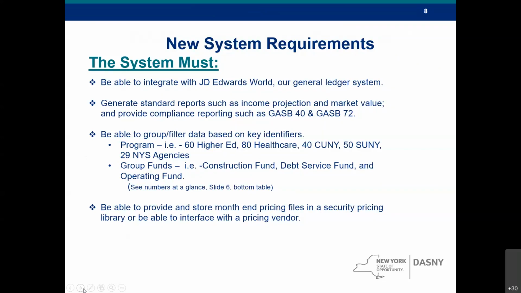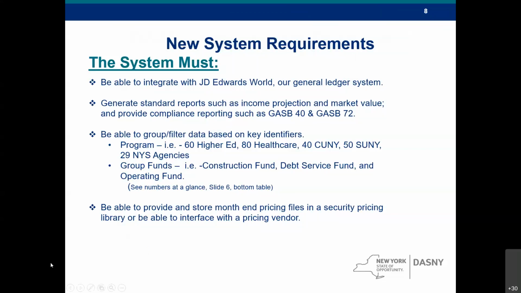FIS SunGard currently provides month-end pricing files to be uploaded to the system's securities library. This allows DASNY to run current and historical market value reports and to monitor reserve requirements. DASNY needs to be able to perform this function with the new system. If this service has an additional fee, please add this to the cost of the proposal. If you do not offer this service, please include which vendors you can integrate with.